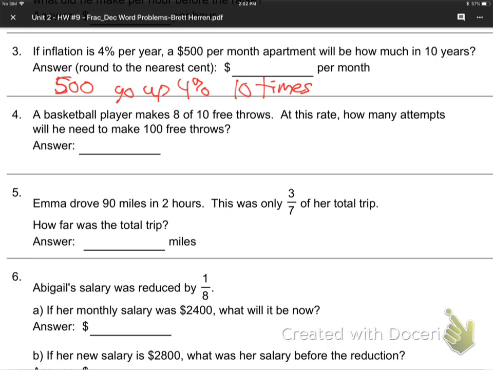You know what we could do on that one? We could just do, since we're doing it 10 times, we could just use that formula we used last time for interest, because that's the same thing. 1 plus r over n to the nt. Remember that interest formula?